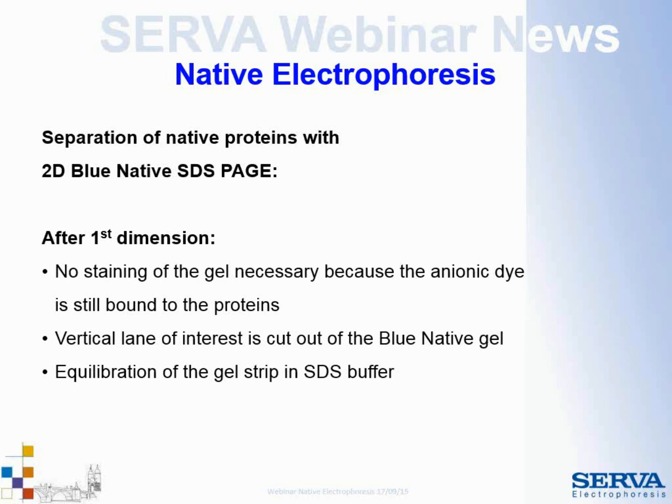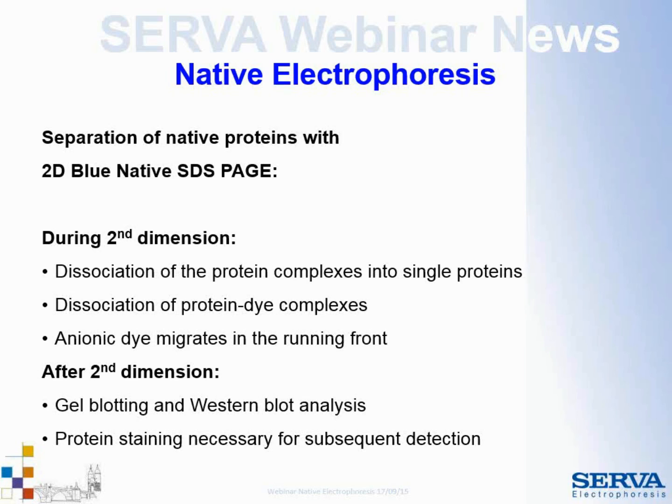So after the first dimension in this kind of electrophoresis, no staining of the gel is necessary because the anionic dye is still bound to the proteins. Then the vertical lane of interest is cut out of the Blue Native gel. It is equilibrated in SDS buffer and then transferred to the SDS PAGE gel for the second dimension. During the second dimension, the protein complexes dissociate into single proteins, and also the protein-dye complexes dissociate. So the dye, the Coomassie blue, will migrate in the running front.